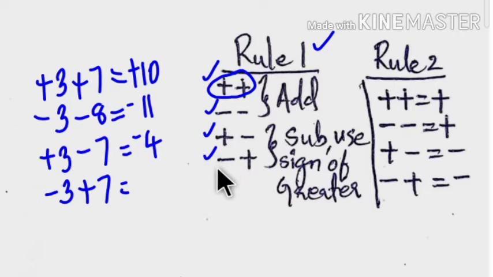Now in the fourth case, negative sign for the first number and positive sign for the second number. In this case also we should subtract the numbers and use the sign of greater number. So 7 minus 3 is 4. Greater number is 7. Here the sign of greater number is positive. So we should use positive sign here. So positive 4 will be the answer.